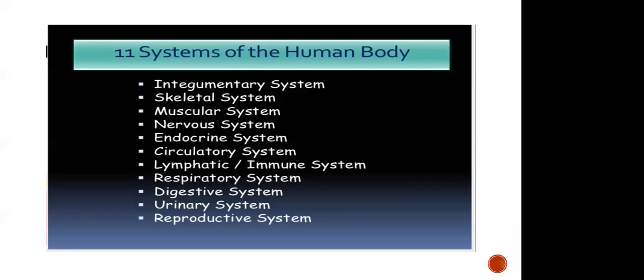Please make a note, children. Systems of the human body. Total we have 11 systems. From integumentary system up to reproductive system we have a total of 11 systems of the human body. Please note down.